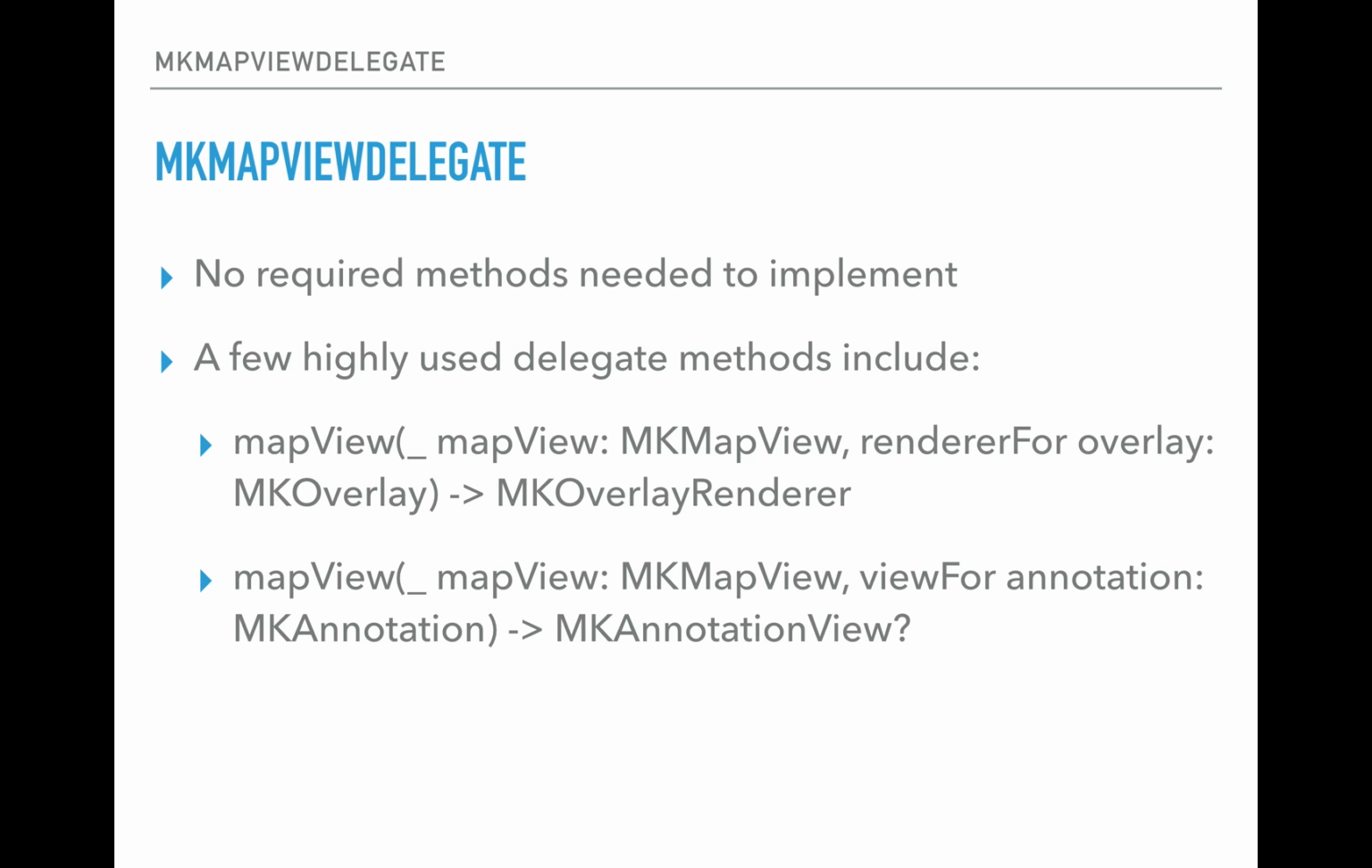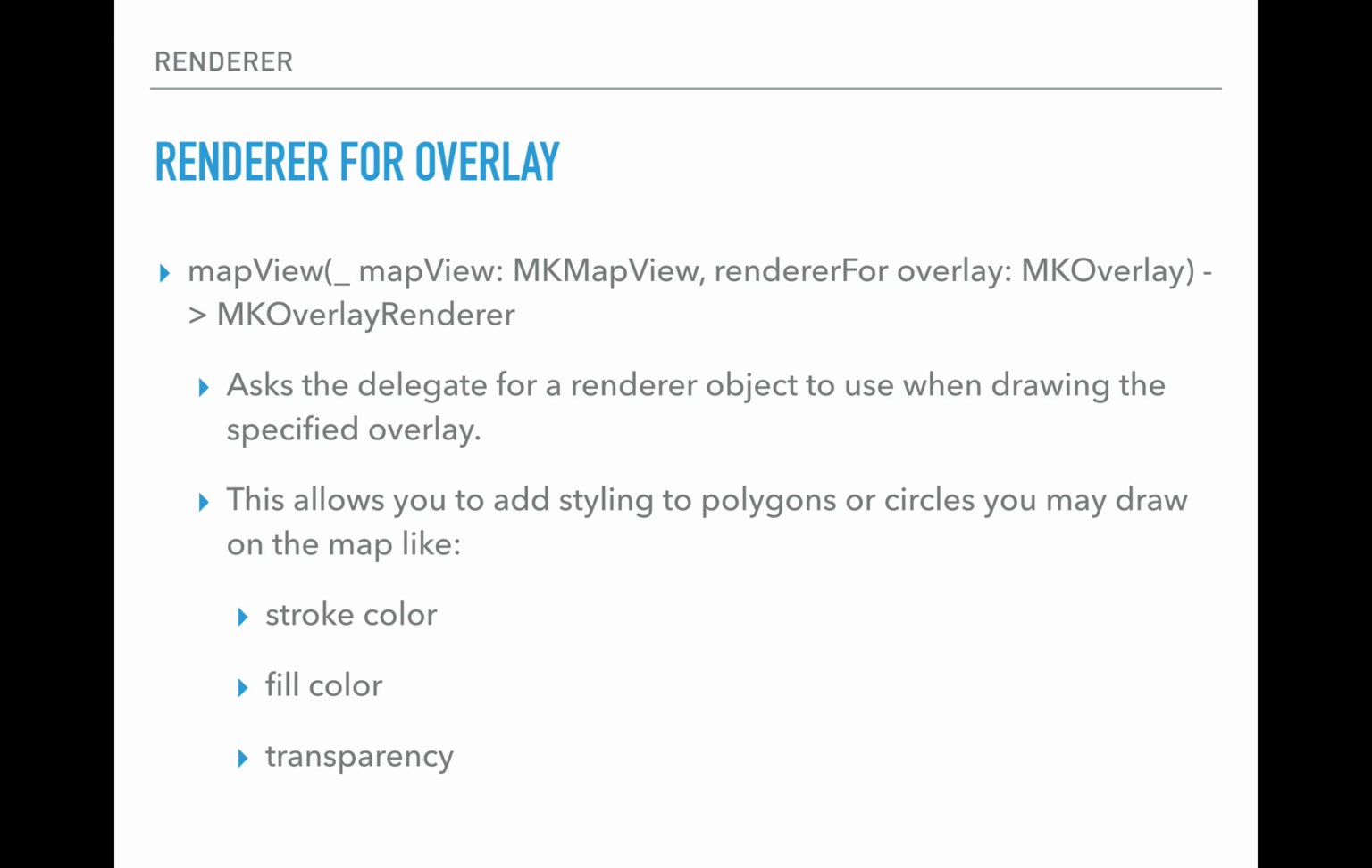Two commonly used ones that you might use with MapKit are render for overlay and view for annotation. Render for overlay is basically how you paint certain shapes on the map. You might add a circle or a rectangle or some sort of polygon onto the map, but this is how you specify what kind of fill color you want, what kind of transparency you want if you have a fill on that shape, and also stroke color.